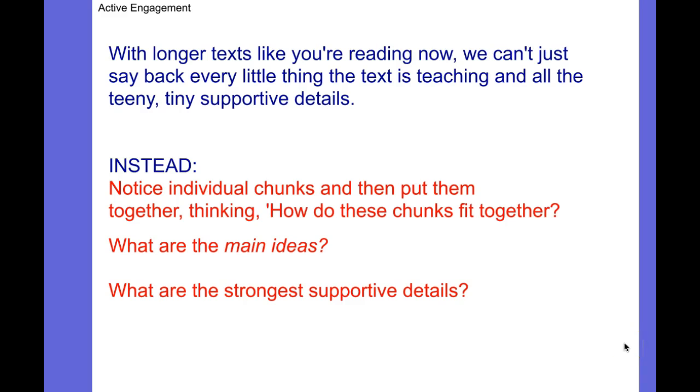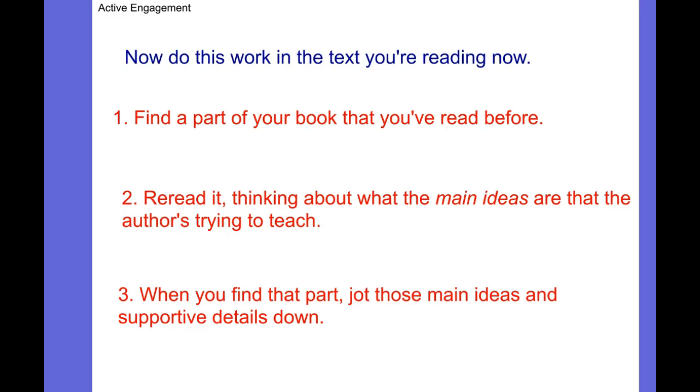So here's some more written details. With longer texts, you're reading now. We can't just say every little thing back. We'd be talking forever. So you're going to notice individual chunks and put them together thinking, how do these chunks fit together? What are the main ideas? And what are the strongest supportive details? What really helps get the main idea across? And so now to do this work, this is your job today. You're going to find a part in the book that you've read before, and you're going to reread it, and you're going to think about the main ideas. What are the main ideas the author's trying to teach me? And when you find that part, jot down those main ideas and some supportive details.